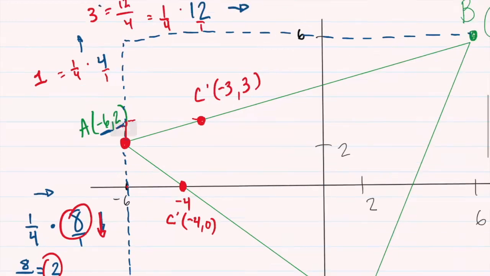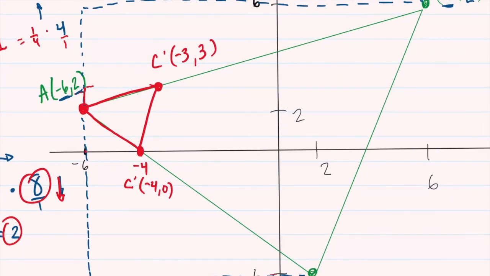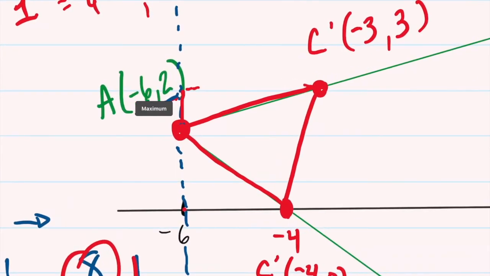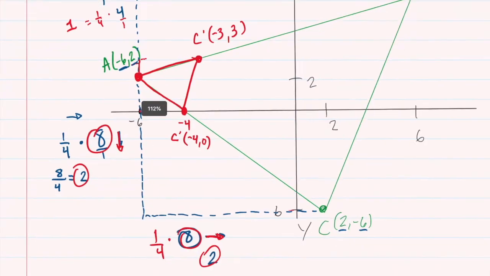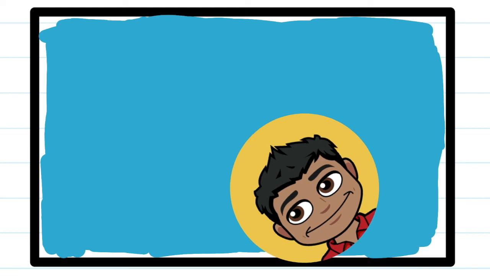And if I were to connect these dots, we would have our dilated triangle right there. So as you can see, we have the big triangle, and everything got smaller by 1/4. This is how you know you did it right, because it's a smaller triangle, and it's supposed to be 1/4 of the entire thing.